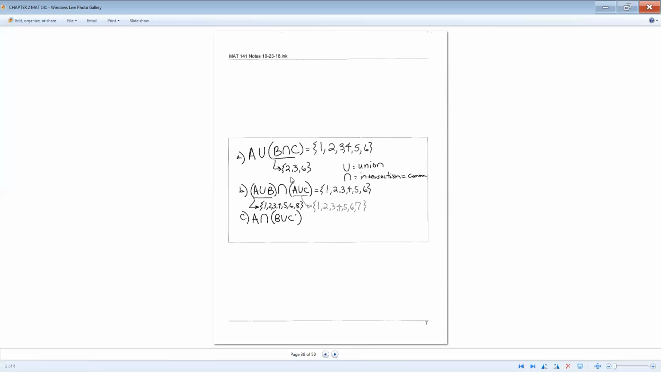All right. So here, taking those same setups from the last slide. If you want to know what this would be, the first thing we do is hit our parentheses first. What does B and C have in common? That's 2, 3, 6. Then you union that with A. And so that'll be 1, 2, 3, 4, 5, 6. Then we're looking at the union of A and B, the union of A and C, and then what do they have in common? So we did that down here. We union A and B, union A and C, and what they have in common was 1, 2, 3, 4, 5, 6.